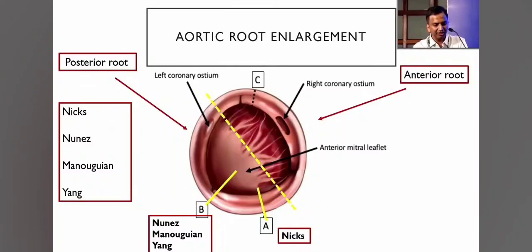Whereas in the Yang technique, you go into the aortomitral curtain and the incision is extended laterally on both sides beneath the non-coronary and the right coronary sinus.